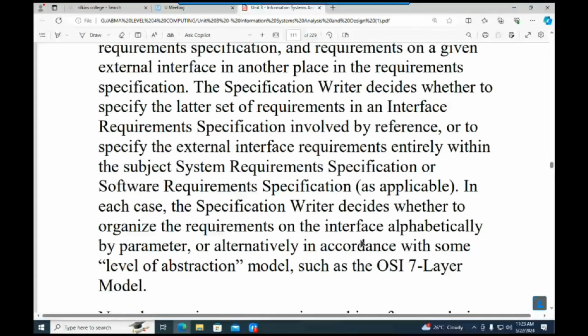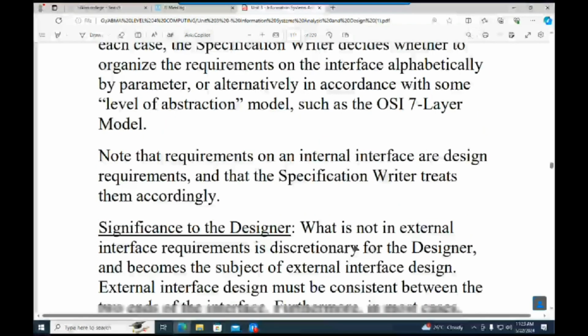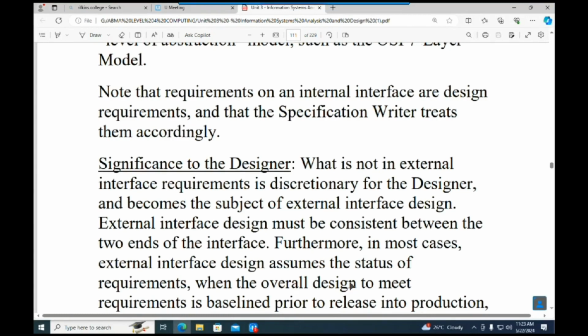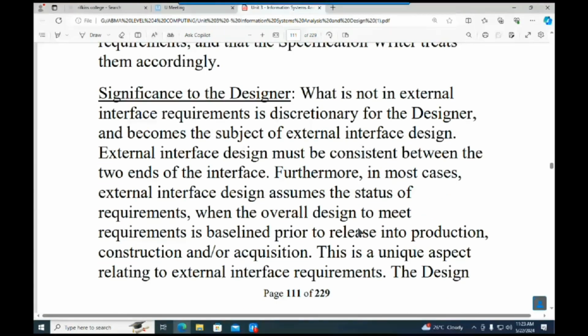In each of these two cases, we have the same person deciding if he is going to organize the requirements on interface alphabetically by parameter, or according with some level of abstraction, depending on the models that are being used. For example, if you're talking about the OSI 7-layer model, we need to understand and realize that requirements on an internal interface, design requirements, and even the specification writer, need to be treated accordingly.